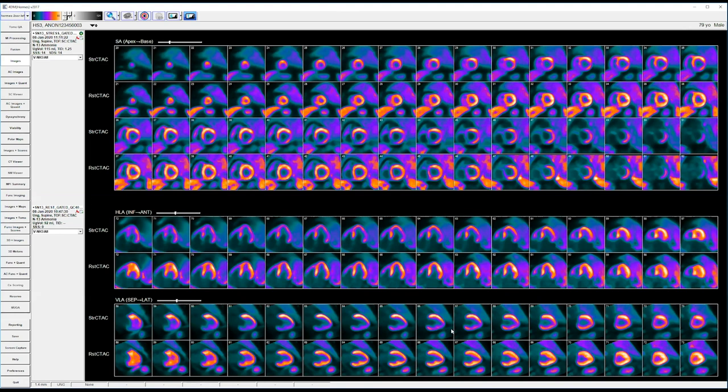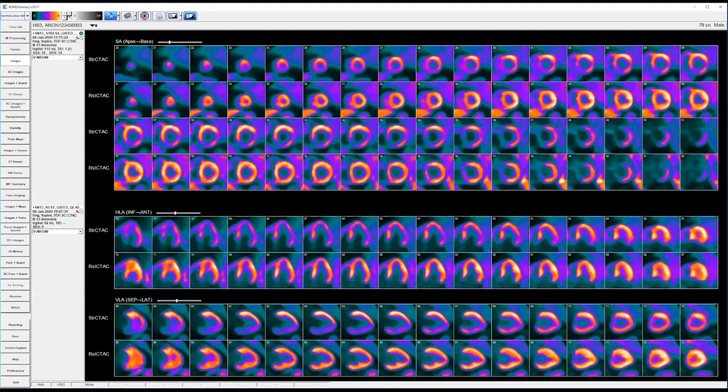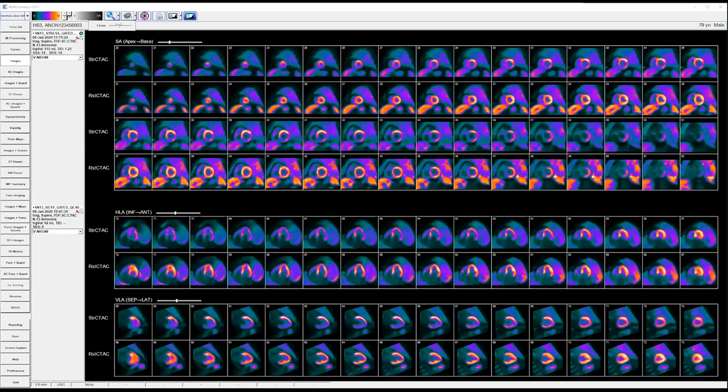So I think this is more consistent with RCA territory ischemia. I think the LV cavity is a little more dilated with stress overall. The RV uptake looks the same to me. But I'm a little worried about some TID with stress and RCA ischemia. The anterior wall looks fine.